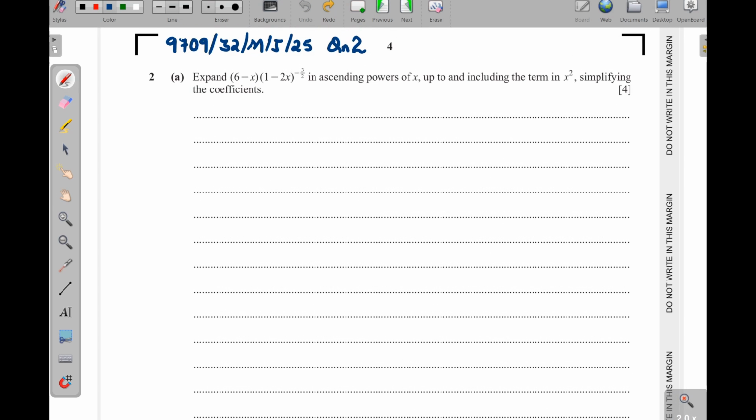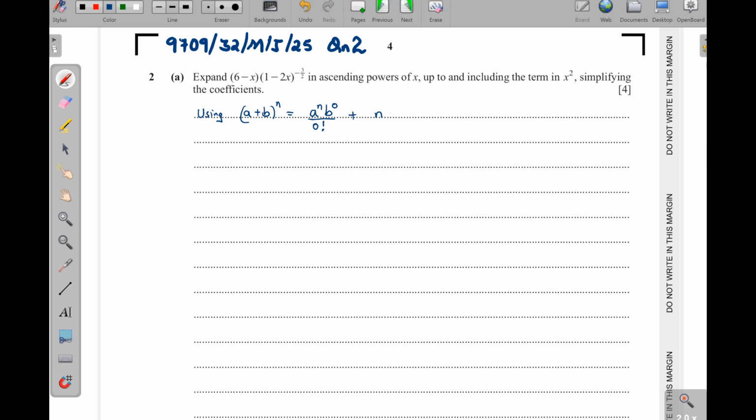then (1 minus 2x) to the power of negative 3 over 2 in ascending powers of x up to and including the term in x squared, simplifying the coefficients. Now, using binomial expansion, which states that if you have (a plus b) to the power of n, to expand this one, you have a to the power n, then b here will begin with power 0, and the power of b is the one that goes into the factorial in the denominator. Then you keep on dropping the power, you reduce it by 1, then that power is picked by b. It's like you're differentiating, okay?